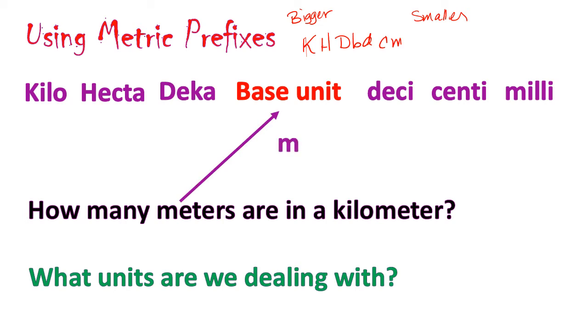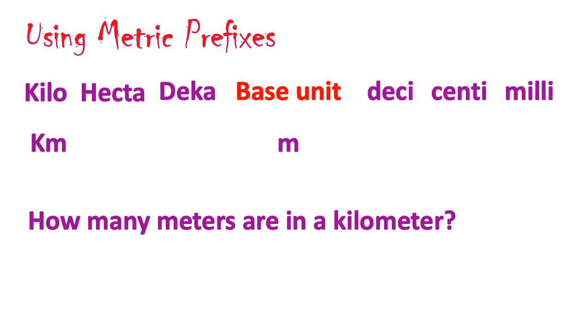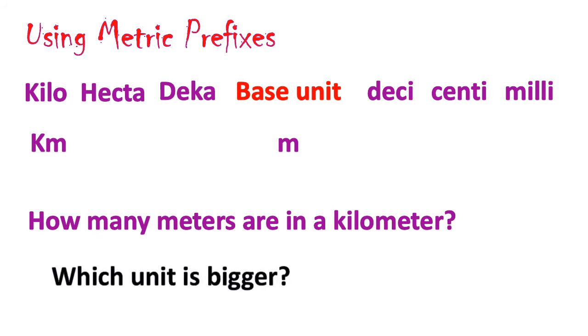Okay, base unit, meters. That's where we're starting. So if you've written King Henry died by drinking chocolate milk, you could put a little check mark here because that's where we're starting with the base unit. And we're heading over to a kilometer, and then you can put a little check mark here on the kilo. All right, that's what we're converting between. And the question is, well, how many meters are in a kilometer?